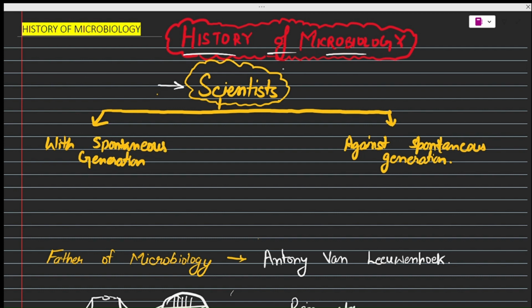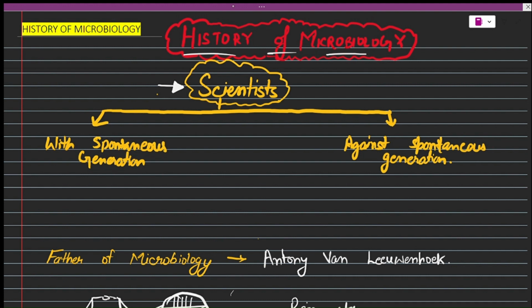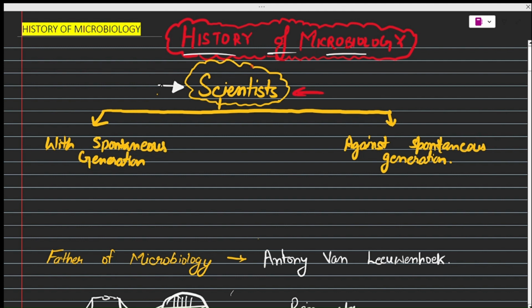Okay. So, before starting about the history, I'm going to explain about the mindset of scientists. In the earlier days, when our biology was not as established as it is today, scientists were working on two concepts. First was spontaneous generation, and second was against the spontaneous generation. What happens in spontaneous generation is they believe that life arises from non-living.